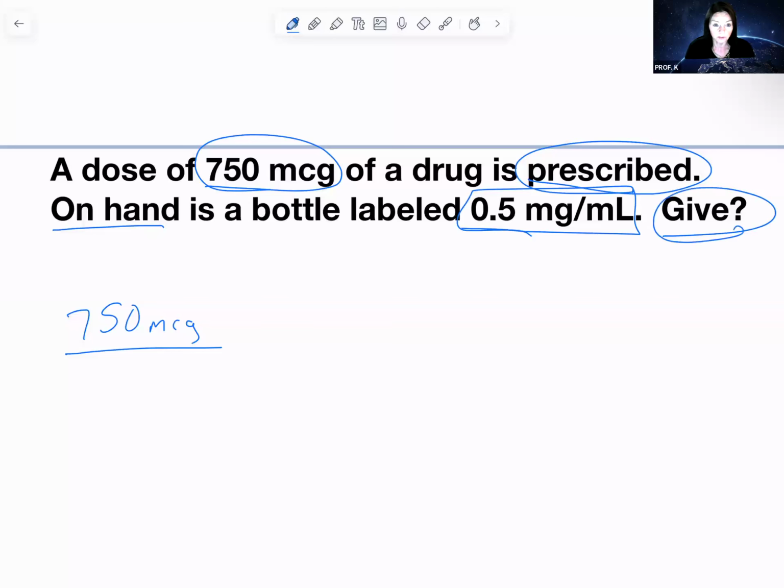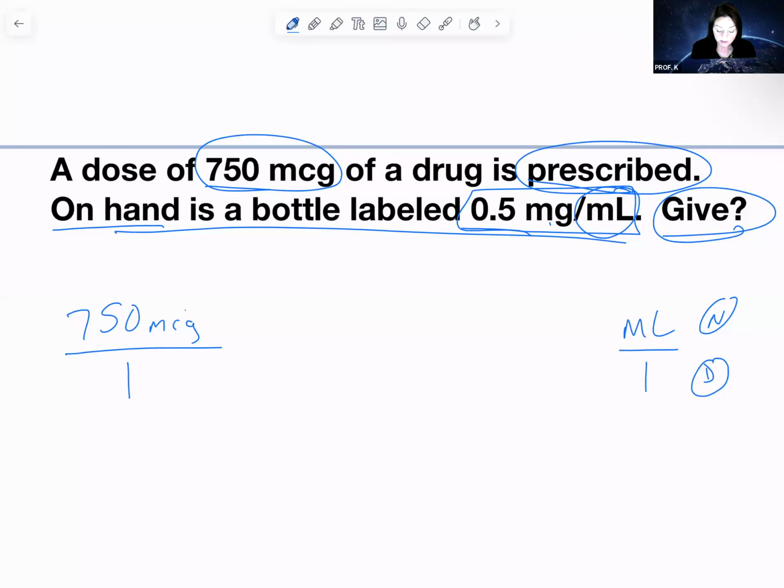What am I going to give? Well, right away, I have micrograms ordered and it comes in milligrams, so I need to do a conversion. And what am I solving for? If it's coming in a liquid, I'm solving for the liquid. I'm not going to give my patient a capsule because it doesn't come in a capsule. So I'm solving for milliliters, and I make sure that's in my numerator. This is my denominator. So 750 micrograms, I start in my numerator. I always put a 1 under it because I just need to see that.